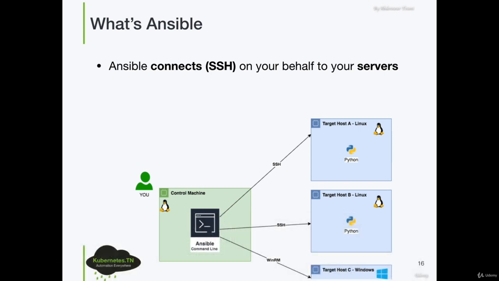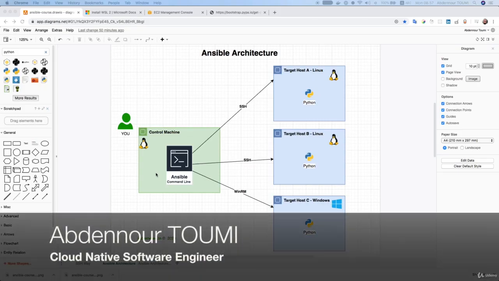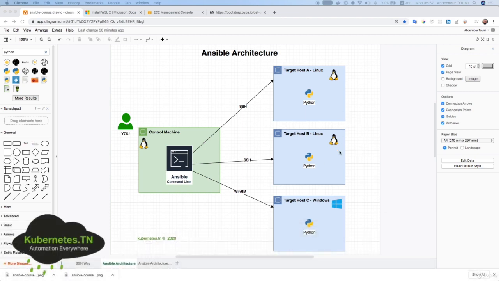Ansible connects on your behalf to your servers and maintains the state of your servers according to a desired state that you described. Ansible connects to your remote servers or devices on your behalf and executes whatever you described for it. If your server is Linux, Ansible will connect via SSH on your behalf, and if your remote server is Windows, Ansible is still able to connect but using a different protocol called WinRM.